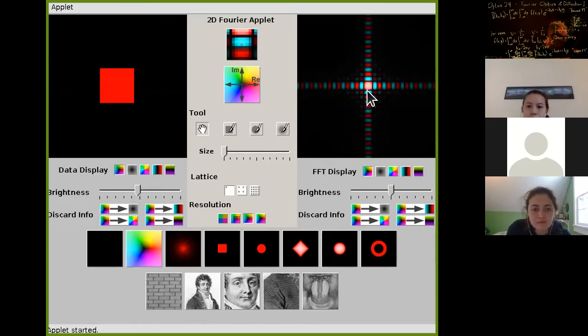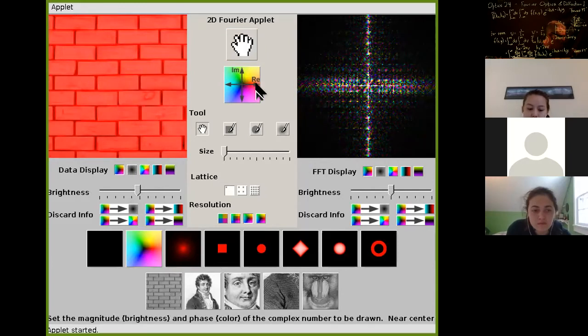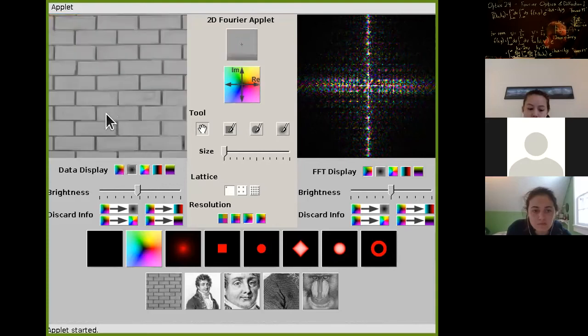If you remember my brief discussion on diffraction, we will eventually see that diffraction has a lot to do with Fourier transforms. But for a while, let me just focus on properties of the Fourier transform itself. So for that, we can load certain images. If I load this image of bricks, the image is all real. So that's why it's all red here, positive real number. I can look at just the magnitude and get a nice grayscale image.